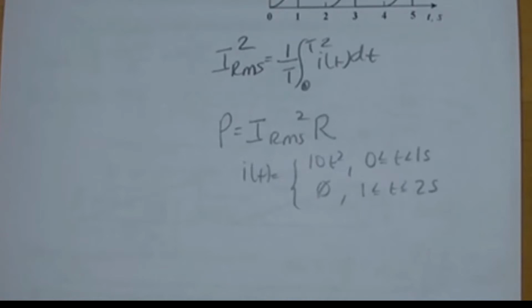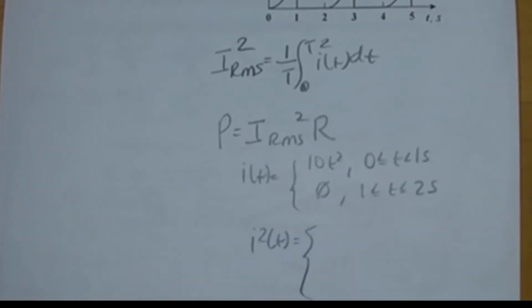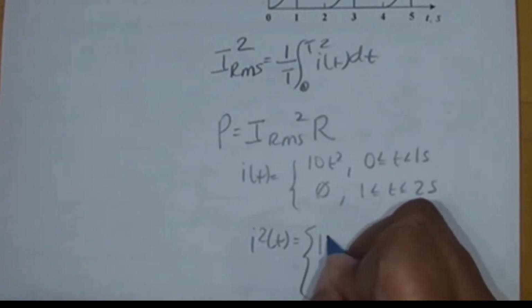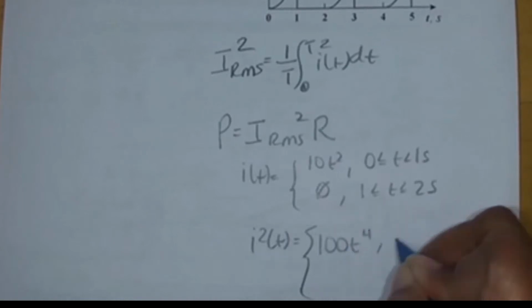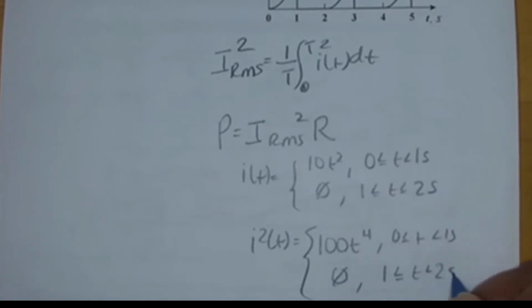Okay, same as before. Next, I'm going to square I of t. This is going to be I squared of t. So that'll be 100 t to the fourth between 0 and 1 second, and 0 between 1 and 2 seconds. Any questions so far?